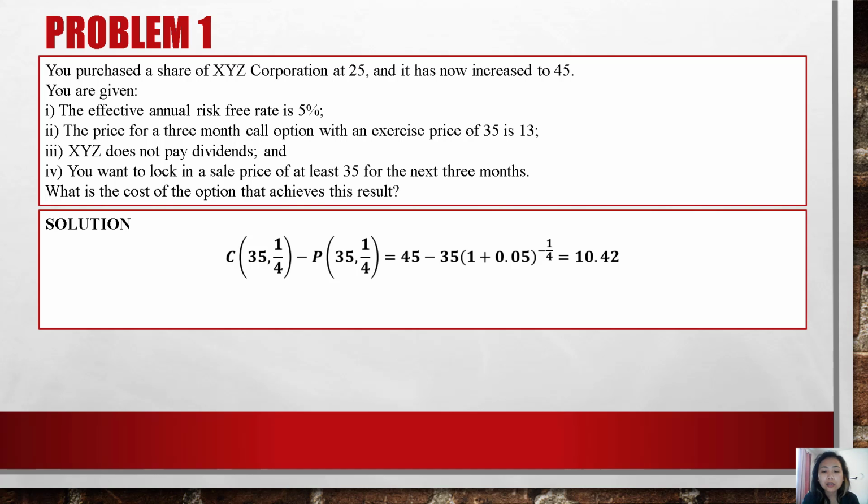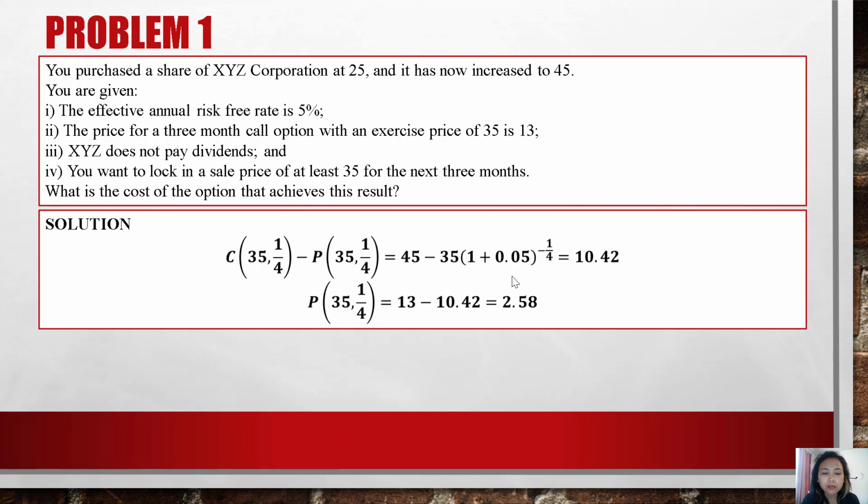35 is the strike. And here the question gives you the effective annual risk-free interest rate, not the continuously compounded interest rate. So we have to use (1 + 0.05) to the negative 1/4 to find the present value of the strike. And that gives 10.42.